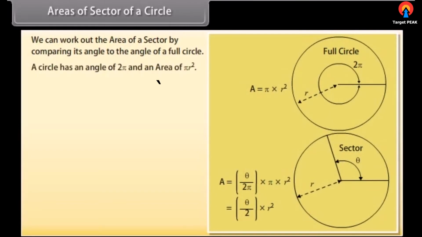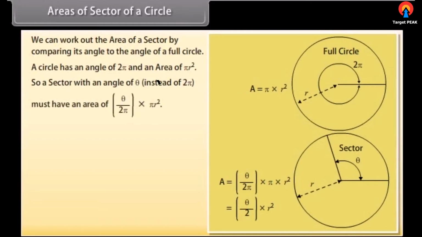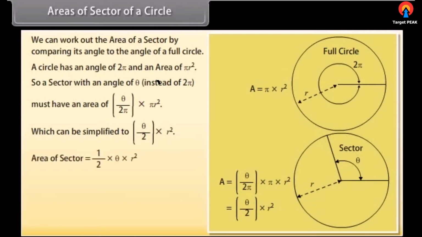A circle has an angle of 2 pi and an area of pi r square. So a sector with an angle of theta instead of 2 pi must have an area of theta upon 2 pi whole into pi r square, which can be simplified to theta upon 2 into r square. Area of sector is equal to 1 upon 2 into theta into r square when theta is in radians. Area of sector is equal to 1 upon 2 into theta into pi upon 180 into r square when theta is in degrees.